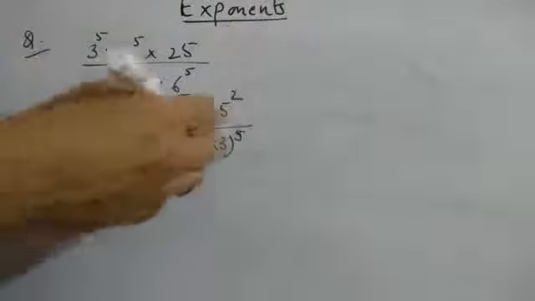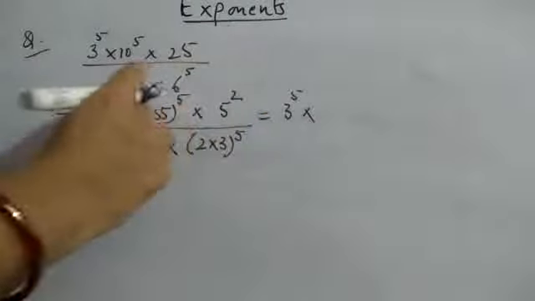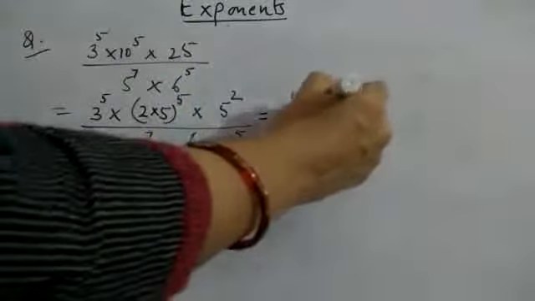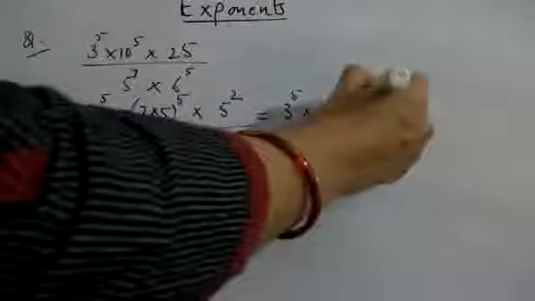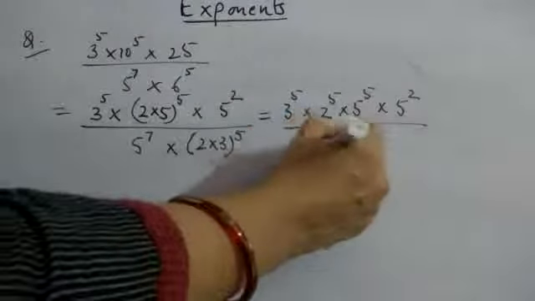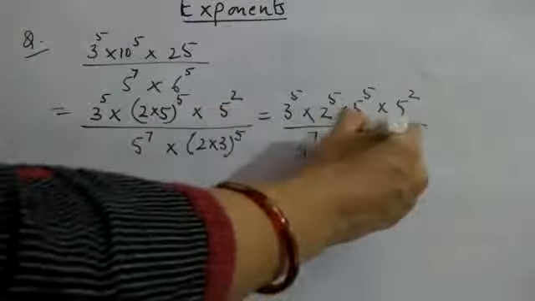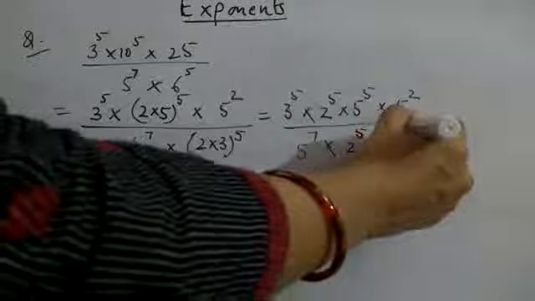Now we will give the powers to all the numbers. 3 to the power 5. Now this power will be given to both of them: 2 to the power 5, 5 to the power 5, and this is 5 square. Now this is 5 to the power 7, and again this power will be given to both of them. So 2 to the power 5 into 3 to the power 5.